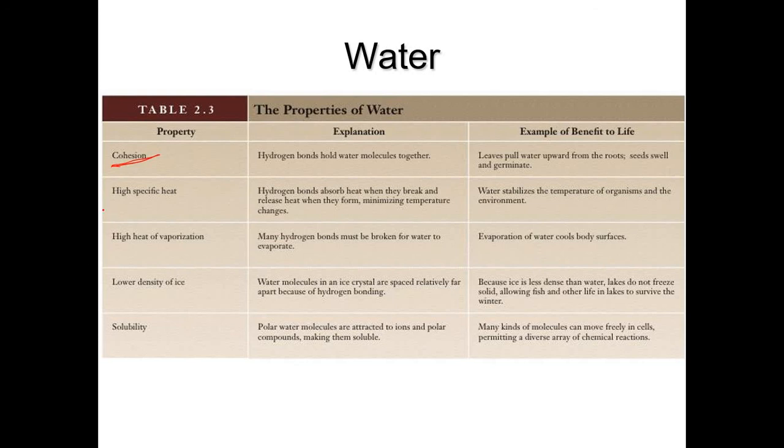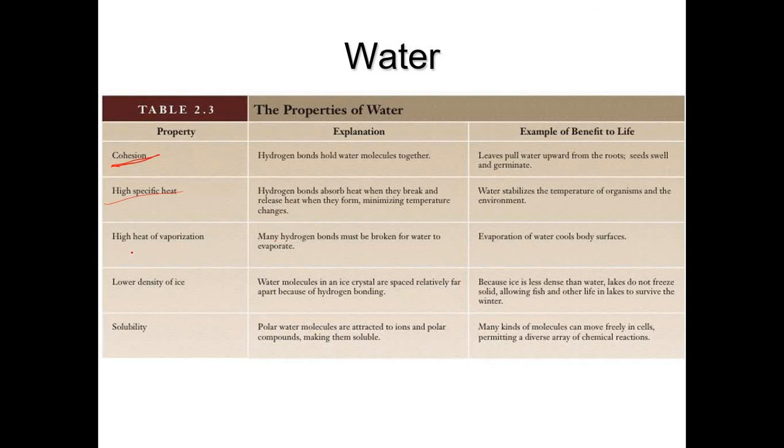And then we have high specific heat. We use a water bath so that the temperature of what we are experimenting on does not change. That's actually because of the high specific heat of water, meaning it takes longer for water to evaporate or change phase, it needs more energy or more heat, because of the presence of hydrogen bonding. Hydrogen bonds absorb heat when they break and release heat when they form. So they minimize temperature changes.